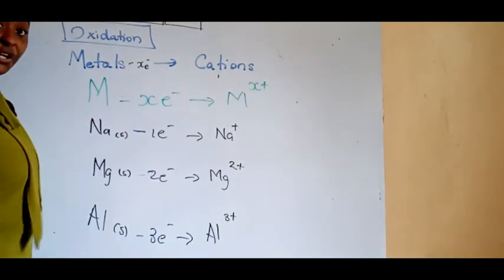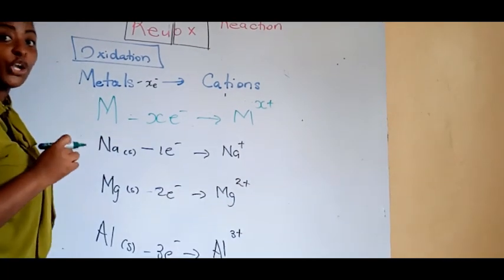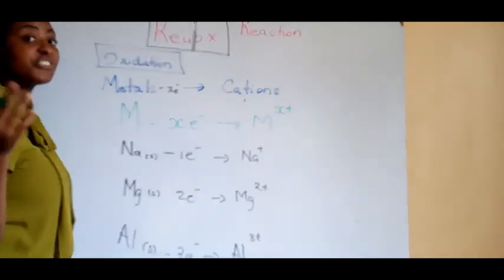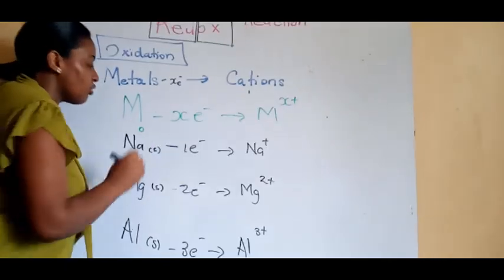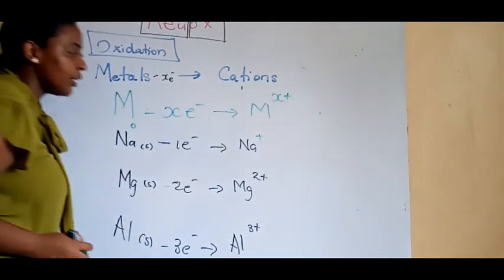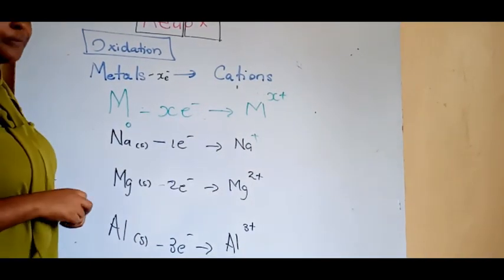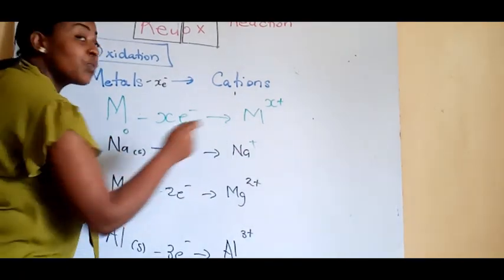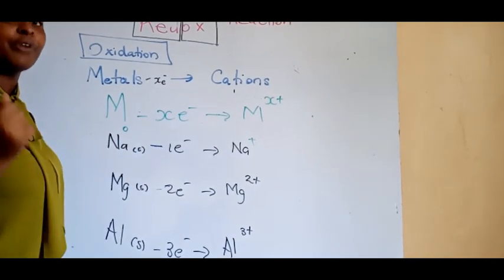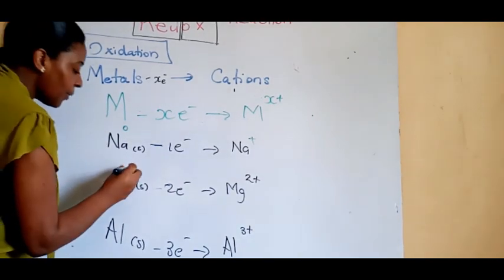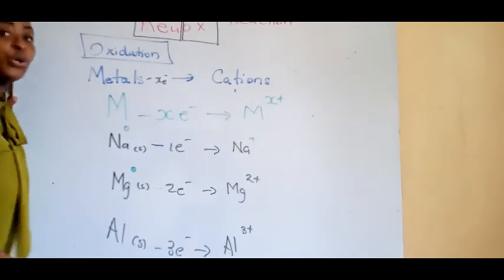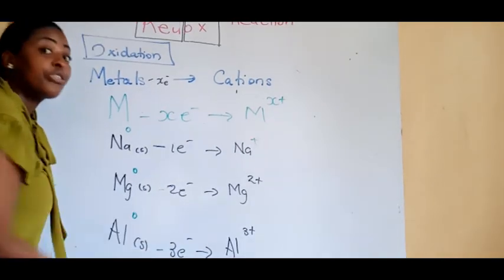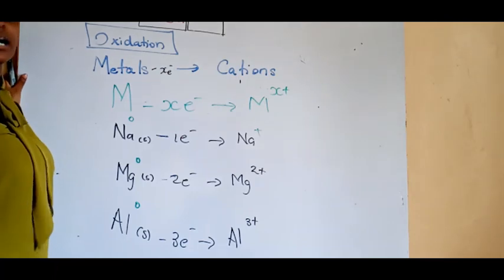So let's go. Sodium is in its elemental state. If we look at sodium, we're not seeing any charge or any oxidation number. We know that sodium is neutral, so the oxidation number on the sodium atom is going to be 0. The charge on Na+ is plus 1. So in terms of oxidation number, sodium's oxidation number increased from 0 to +1. So this is an oxidation reaction. Magnesium's oxidation number increased from 0 to +2, so magnesium is oxidized. Aluminum's oxidation number increased from 0 to 3+, so aluminum is oxidized.